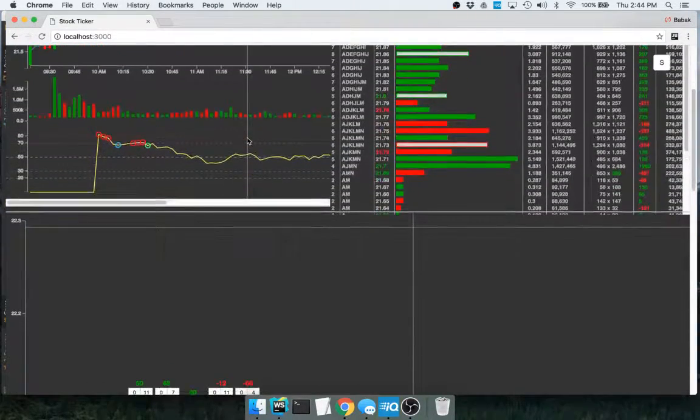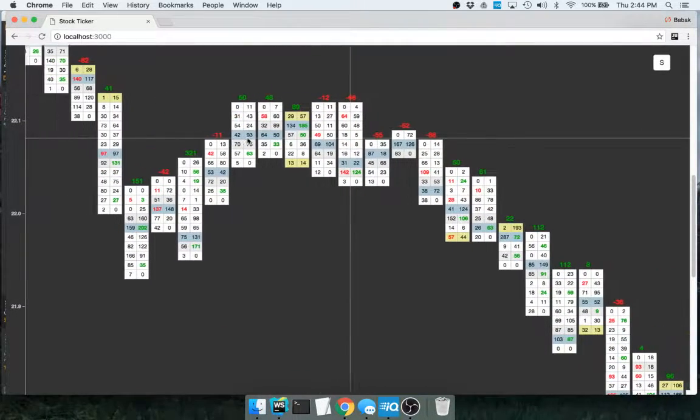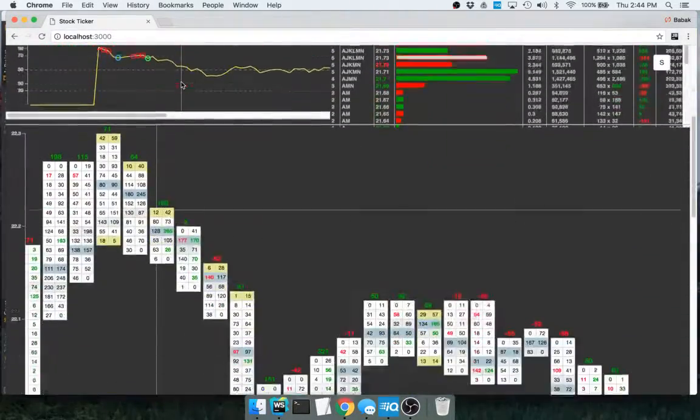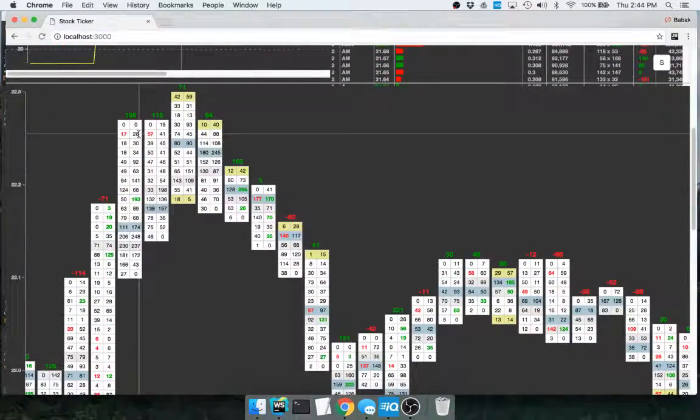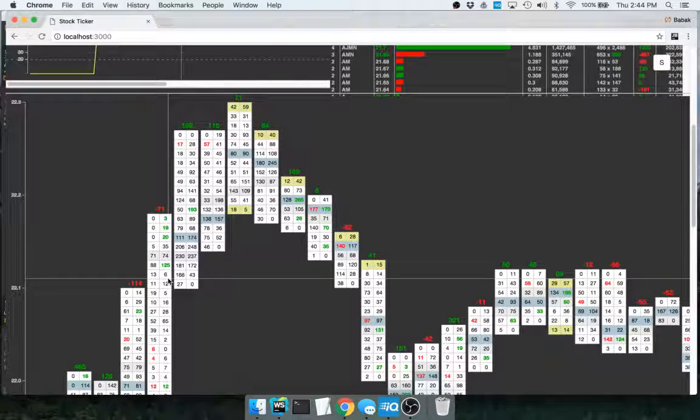So down here, this is the bid and ask ladder. So this is basically looking at this chart, but looking at every single price point, what the bid and ask was and the delta. So this is another way of looking at things.